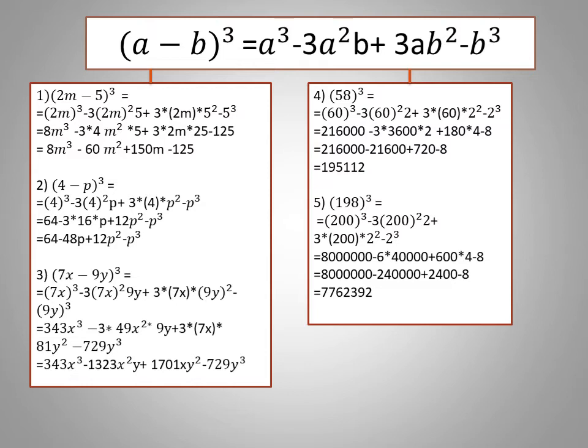2,16,000 as it is, minus 3, 2s are 6 and 6 into 36 means 216. That is 2,16,000 there, 21,600 there, and plus 180 into 4 means 720 and minus 8. Then 2,16,000 minus 21,600, then plus 720 and then minus 8. When you do it serially, first minus second, in the answer add third and then subtract the fourth one, you will get the total answer.